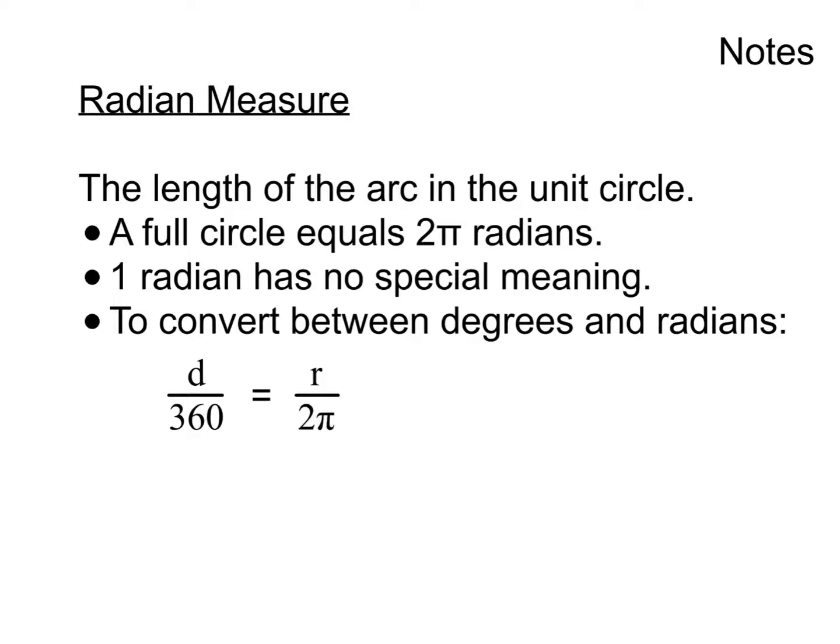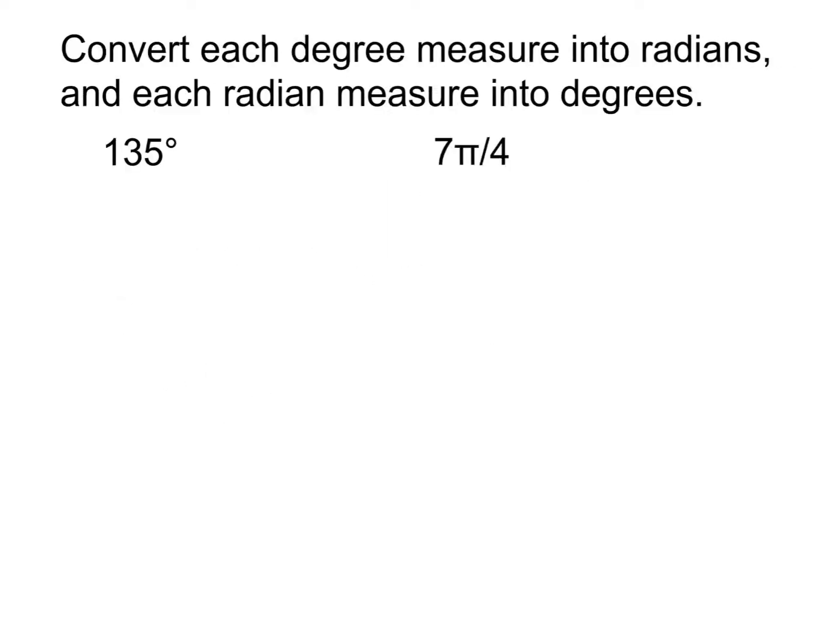So let's actually see how we can put this into use then. We're going to convert each of these into the other. So we're going to start by converting 135 degrees into radians, and then we're going to convert 7 pi over 4 radians into degrees. Write down the 135 first, we'll work through it, then we'll go on to the other.